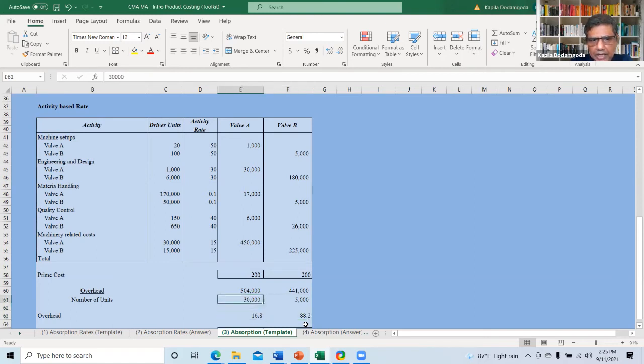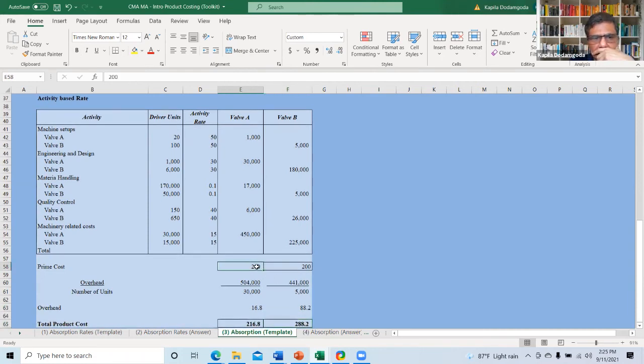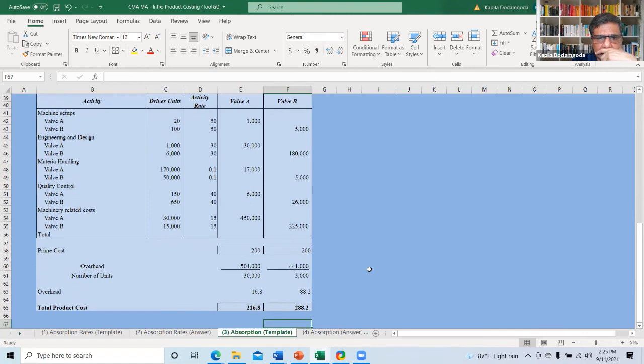This is basically 504 divided by 30, and here 441 divided by 5, which is 88.2. This is what we have. Which means 200 is the prime cost, 200 plus 16.8, 216.8 is the cost of valve A, and 200 plus 88.2, 288.2 is the cost for valve B. So this is what you see. This is going to cost us 216, and this is going to cost us 288, right? Got it?